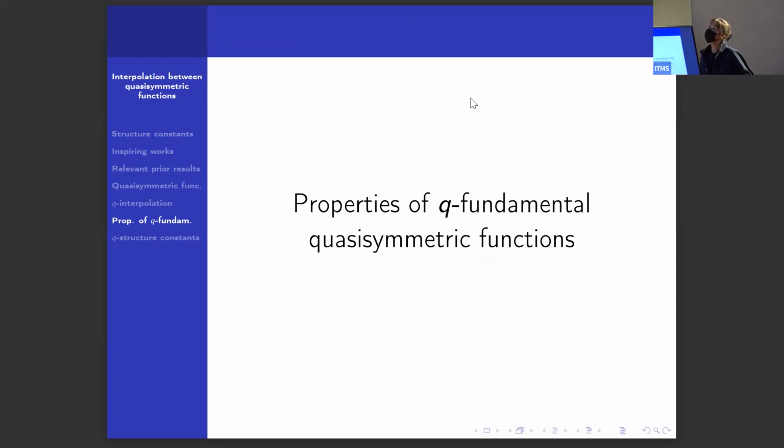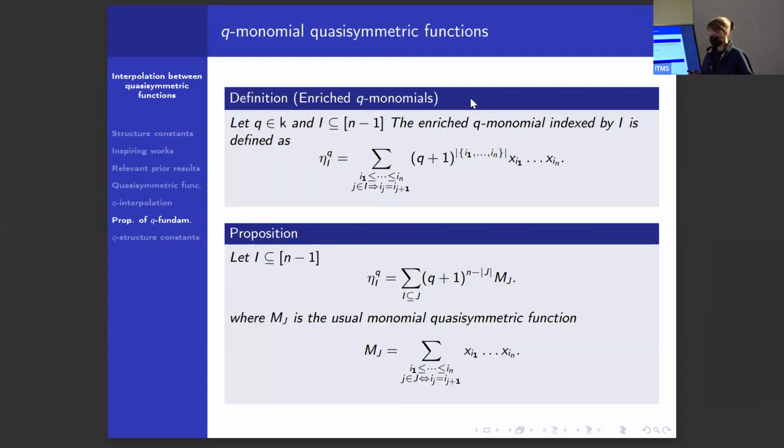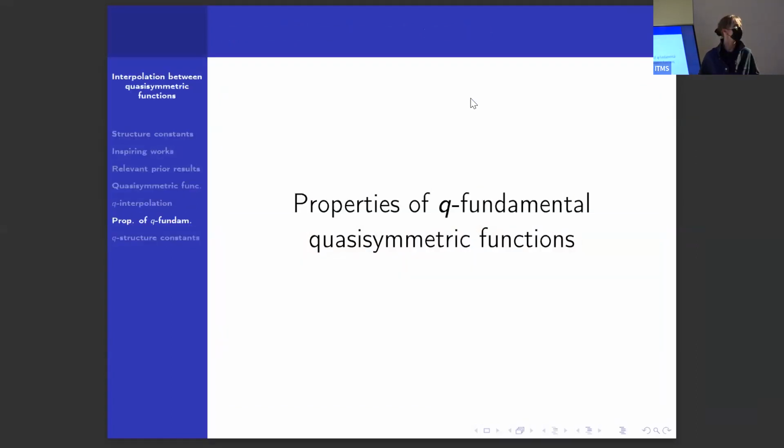So let me show you some important properties of Q fundamental quasisymmetric functions. First of all, we can start with an easy one: Q fundamental quasisymmetric functions, in fact, are quasisymmetric functions because of their definition by the enriched P partitions. So let us move now to the more advanced properties.